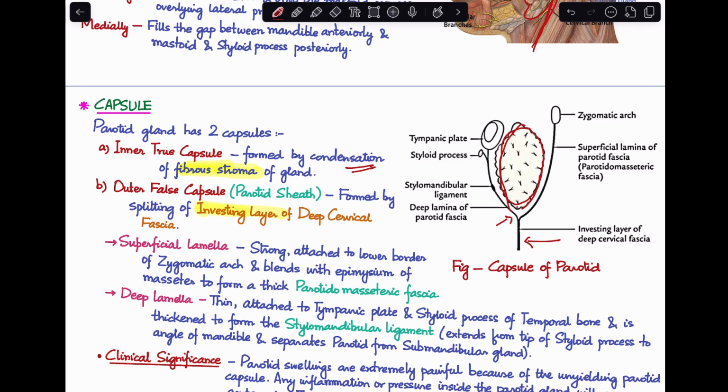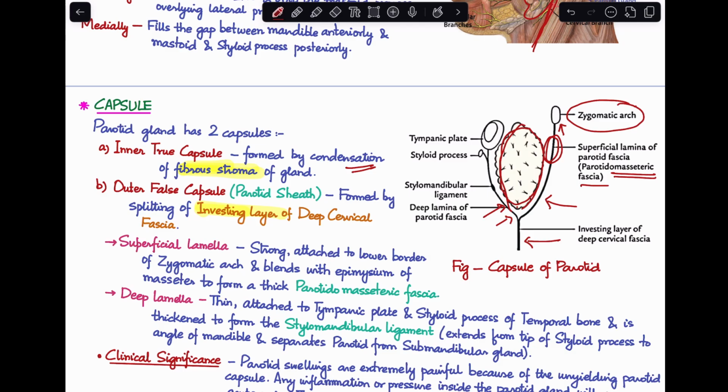Now as it splits over here, it divides into a superficial lamella and a deep lamella. This first superficial lamella is usually stronger than the deep lamella. This superficial lamella gets attached to the zygomatic arch over here, and it blends with the epimysium of the masseter, which lies right over here, to form the parotidomasseteric fascia. This is a very thick fascia.